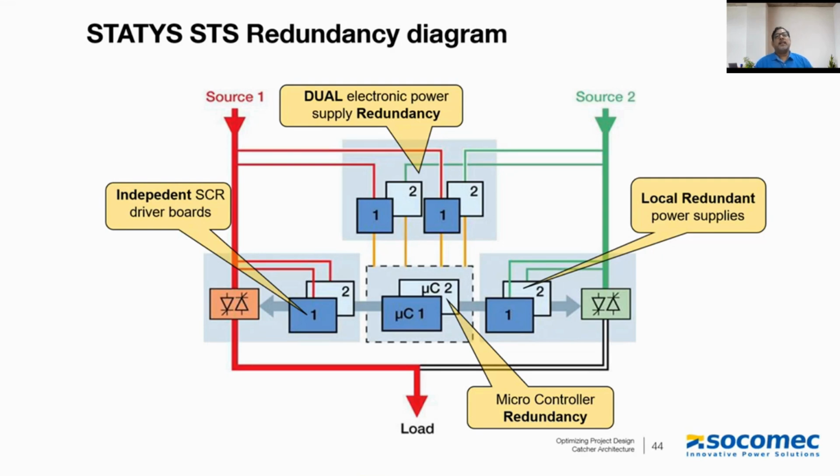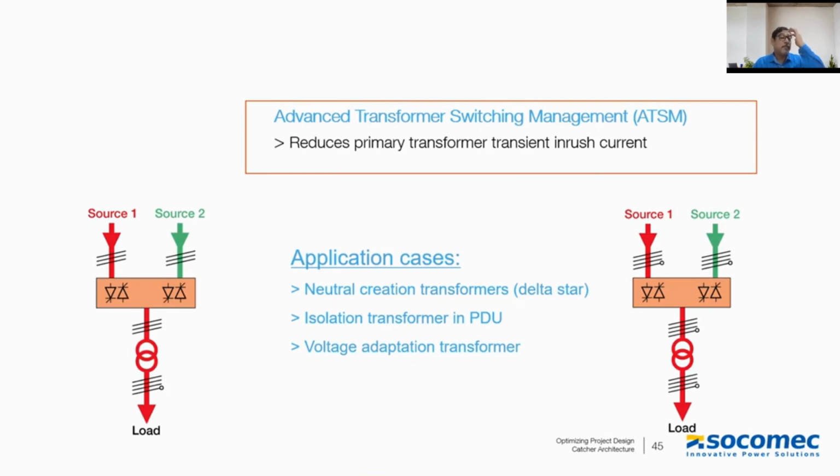So as a resilient STS design, these are the essential components which should be ensured while installing the STS along with the UPS in a catcher architecture, because there are options available for normal STS as well, with models having redundant boards but not dual redundant power supplies. You may have some specs with only redundant power supplies, or some limitations with the driver boards and the local power supplies. So this is something to be ensured when it comes to the requirement of an STS.